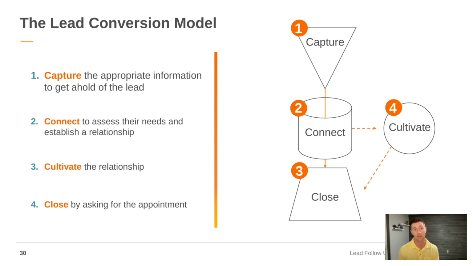We've talked about this: every lead has the potential to turn into a piece of business. You've already learned in other sessions, and hopefully heard it again here, there's no such thing as bad leads. Leads are people, and people have real estate needs. It's a matter of you figuring out when you can best connect, when it makes sense for them. So with this lead conversion model, you've learned how to capture the appropriate information to get a hold of the lead, how to connect with them, to assess their needs and establish a relationship, again those 6 connection questions. Cultivate the relationship, following up in a way that makes sense and in a way that maybe you've even received. And then close by asking for the appointment.